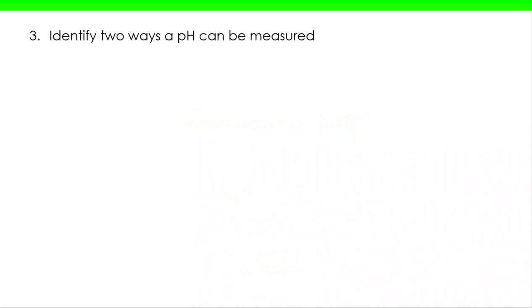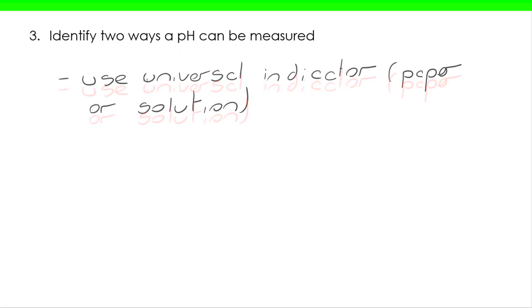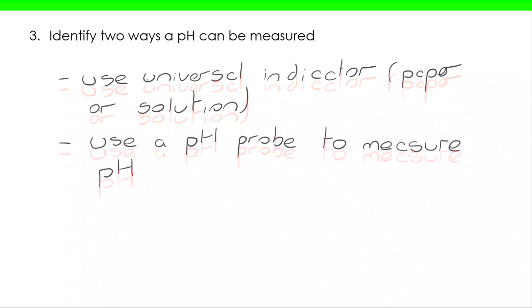How can we measure pH? Well, this was discussed in the earlier part of the video. There are two ways really. One, we can use a universal indicator. That might be paper, it might be solution, and you will get a reference card to allow you to check the colour to find the pH. But far more effective is the use of a pH probe. That will measure pH digitally. You can do it to a higher level of precision. You can be a lot more confident in your results.